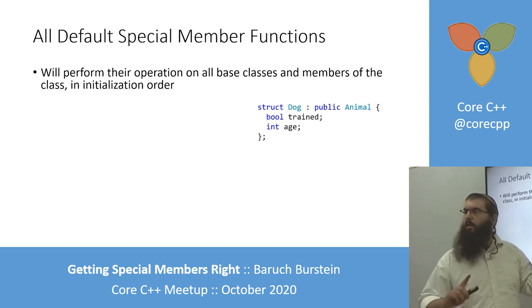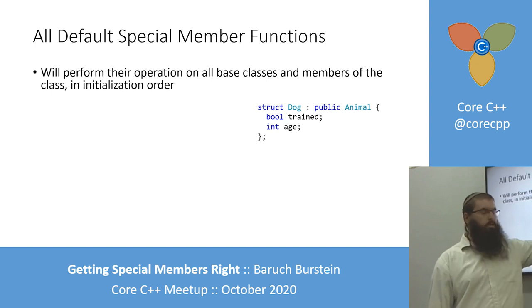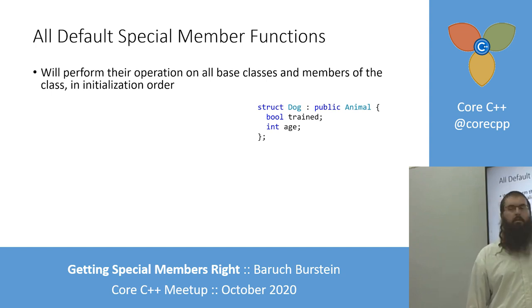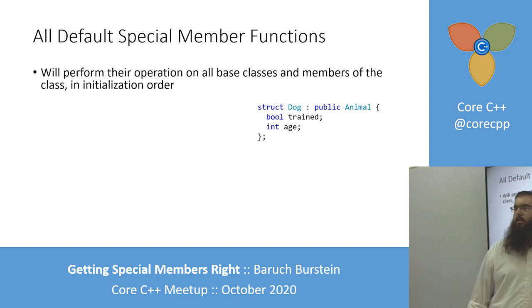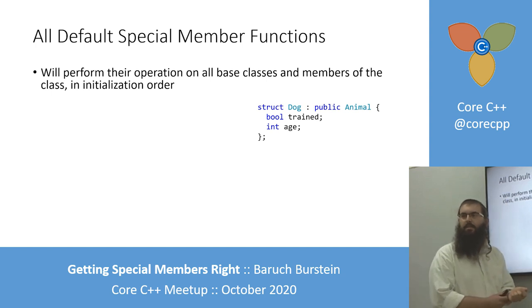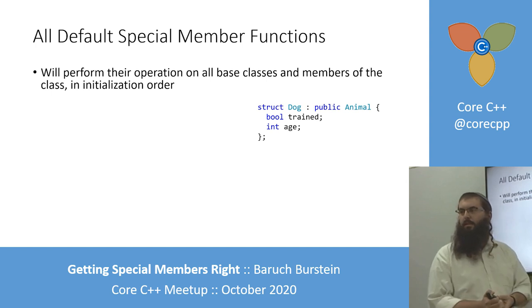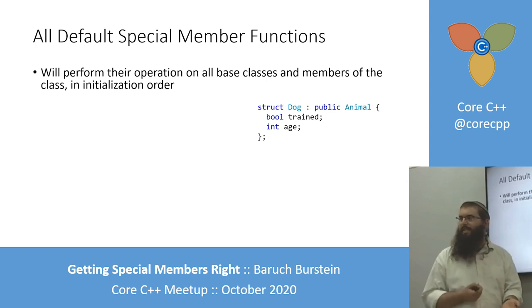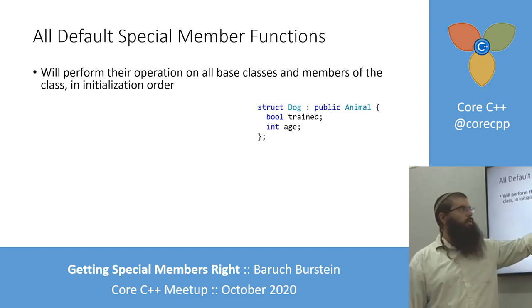So for instance, if we have a class like this, the default constructor will default construct animal, then trained, and then age. I think it's in definition order. No, it's in declaration order. Initialization order. No, the initialization sounds to me more like the init list in the constructor, which doesn't initialize in that order. So this is the order they're initialized.